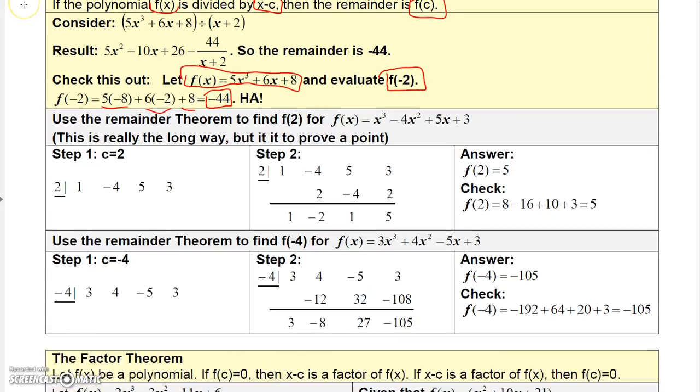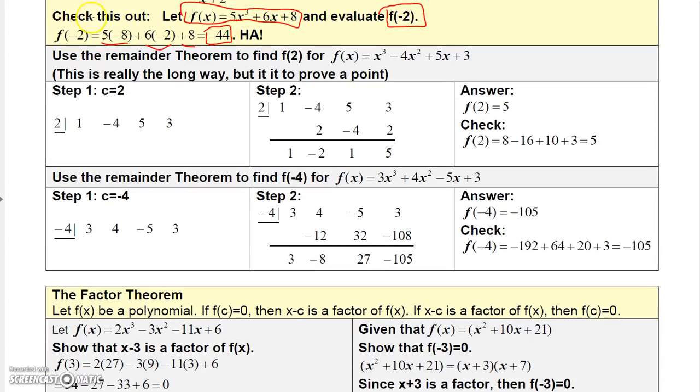Okay? So now, if I wanted to find the remainder, we can find f of 2 by actually doing synthetic division. I know this is the long way, but we're going to prove a point this way. Okay, so what I'm going to do is take this and divide it by x minus this number, x minus 2. And so if I'm going to divide it by x minus 2, then I'm going to be basically using 2 here.